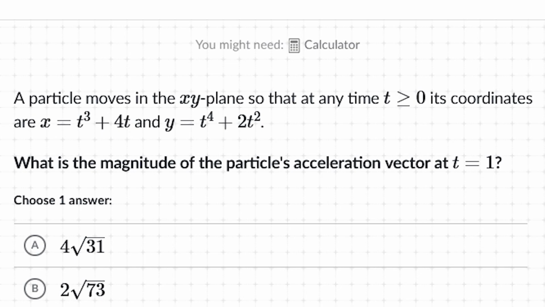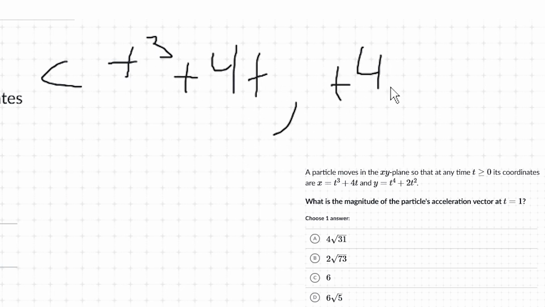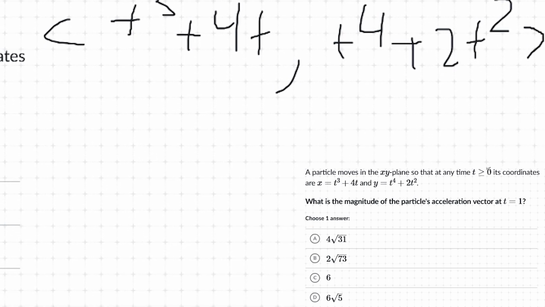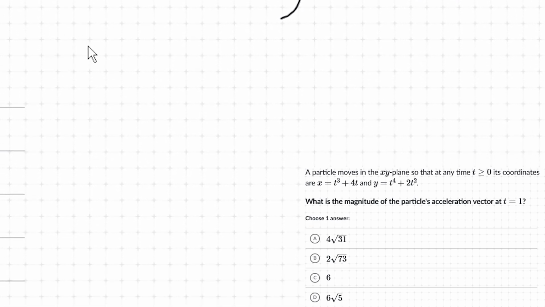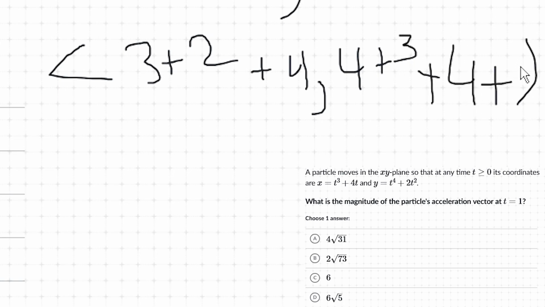So basically we could write this particle's position vector as (t cubed plus 4t, t to the fourth plus 2t squared), right? So this is its position vector. Now let's write its velocity vector and acceleration vector. So quickly, let's do that. (3t squared plus 4, 4t cubed plus 4t). And that would be our velocity vector. And we could signify that here as v of t, right?